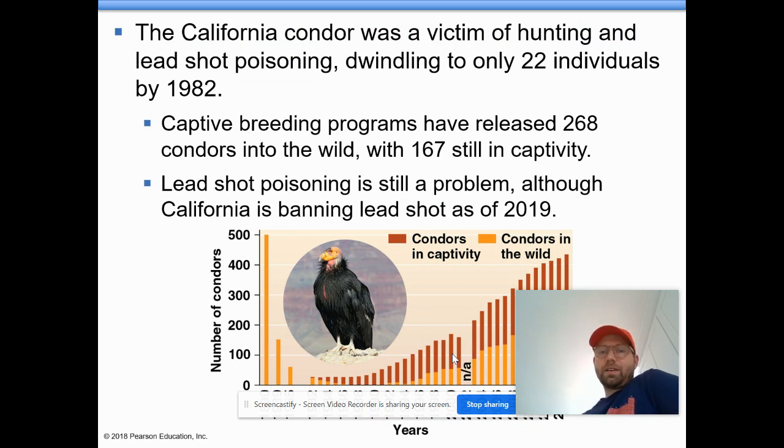Again, another classic example of success is the California condor. It was a victim of hunting, and particularly lead shot poisoning. The lead was a heavy metal that was bioaccumulating again. And at one point, it was down to 22 individuals in 1982. So you can imagine the worry about inbreeding depression there, and in general, just finding enough mates in a particular area for these condors. Over a long period of time, a couple of decades, we've now captively bred the California condor, and now it's up well over 500. It's still a problem, but as of 2019, California finally banned lead shot.